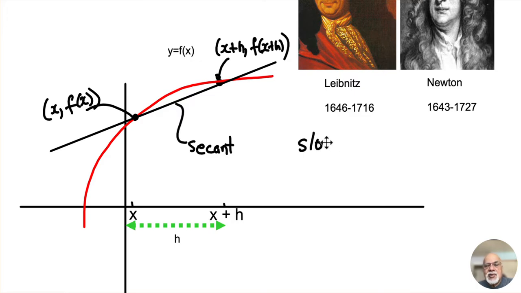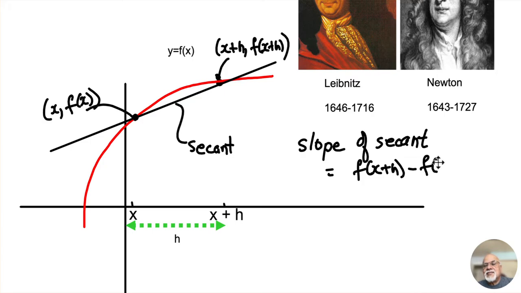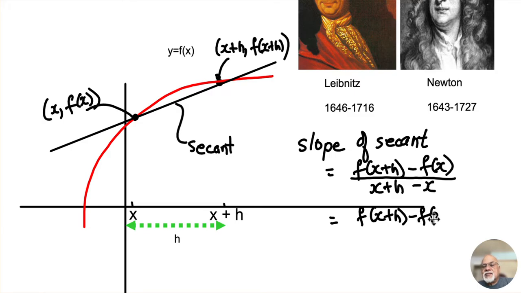Well, certainly in Ontario, students learn this in grade 9. The slope of a secant would just be f of x plus h minus f of x. That's the difference in the y's, or what they call the rise, divided by the run, which would be x plus h minus x. And this simplifies into f of x plus h minus f of x, all over h.